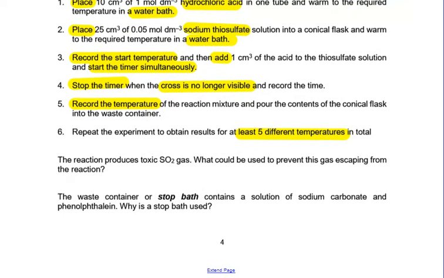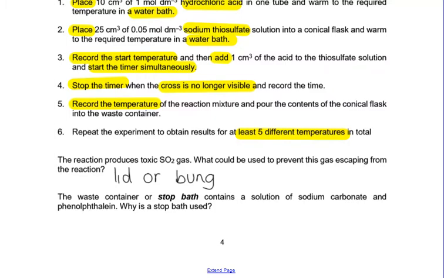So the reaction in itself produces a toxic SO2 gas. So we don't really like that. What could we use to prevent this escaping? Well, we could use some sort of bung on our flask. Okay, so a lid or a bung on the flask. A cotton wool bung would be the best thing because it would avoid too much of a pressure build-up but also stop the fumes coming out. Now this isn't much of a problem, to be honest, because SO2 gas is quite soluble, so it will dissolve into the solution, and so very little SO2 gas will be evolved.